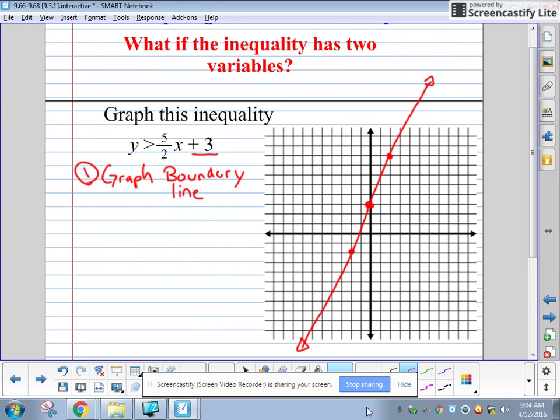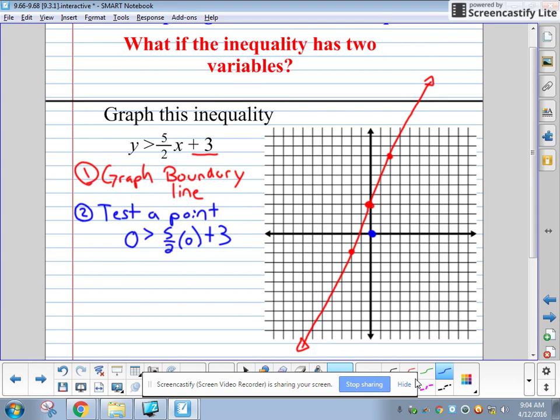But because this is an inequality, I have to decide where more of my solutions are. So then I'm going to test a point in this inequality, and I'm always going to test 0, 0 as long as it's not on the line. So I'm going to plug in 0 for y. I'm going to plug in 0 for x and see whether this inequality is true.